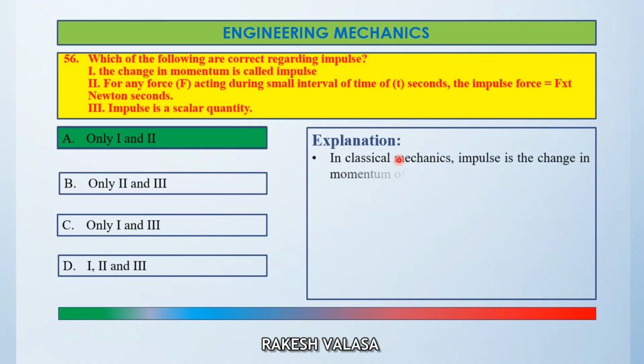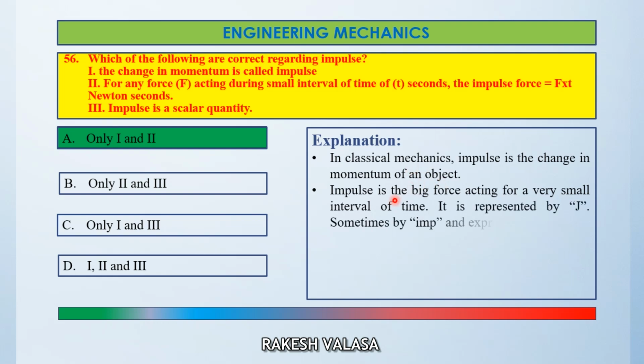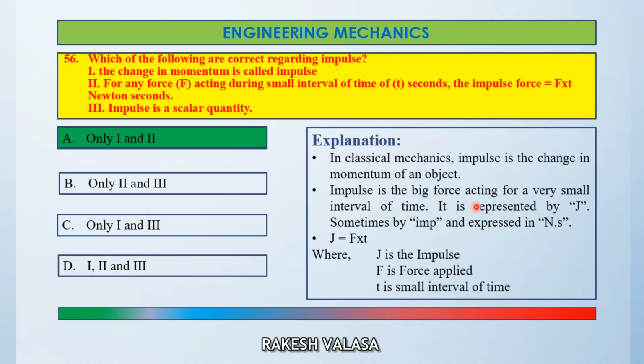In classical mechanics, impulse is the change in momentum of an object. Impulse is a big force acting for a very small interval of time. It is represented by J, sometimes by imp, and expressed in Newton's second. J equals F into t, where J is impulse, F is force applied, t the small interval of time. Impulse is a vector quantity, not a scalar quantity. So option A is correct. Only statements 1 and 2 are correct.